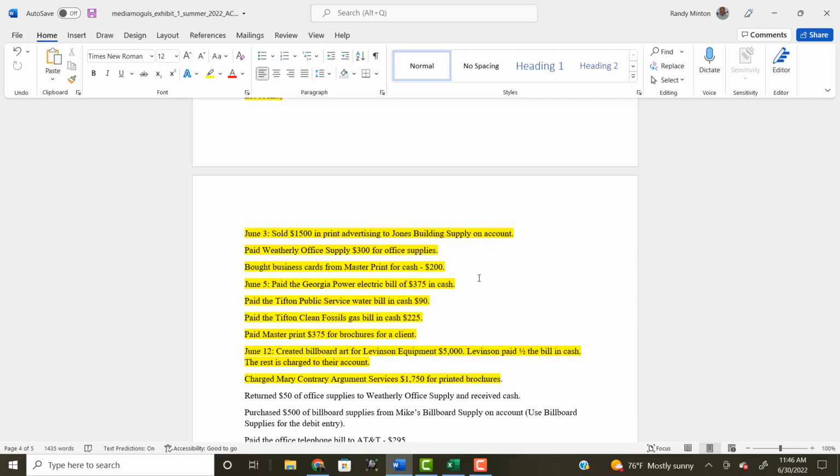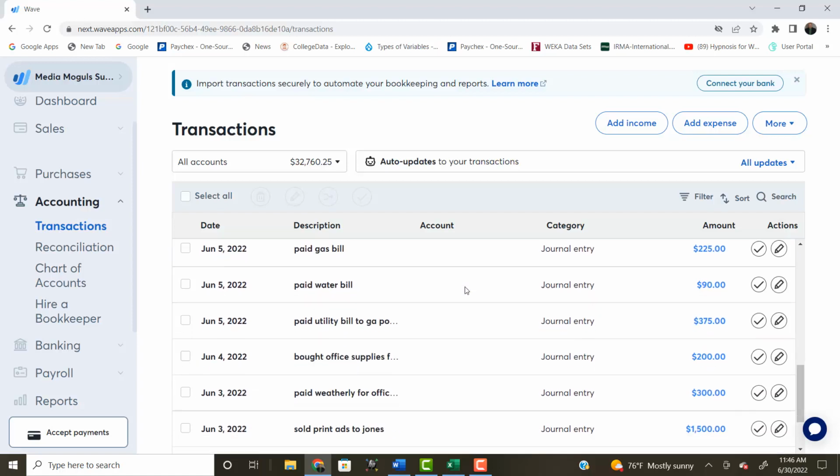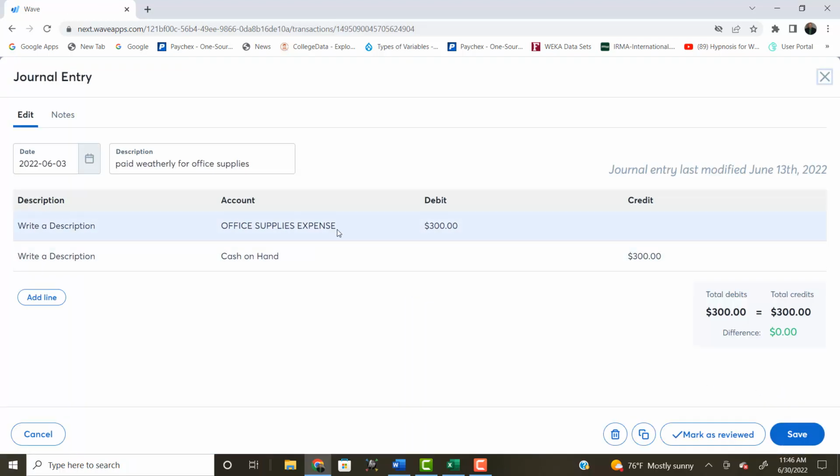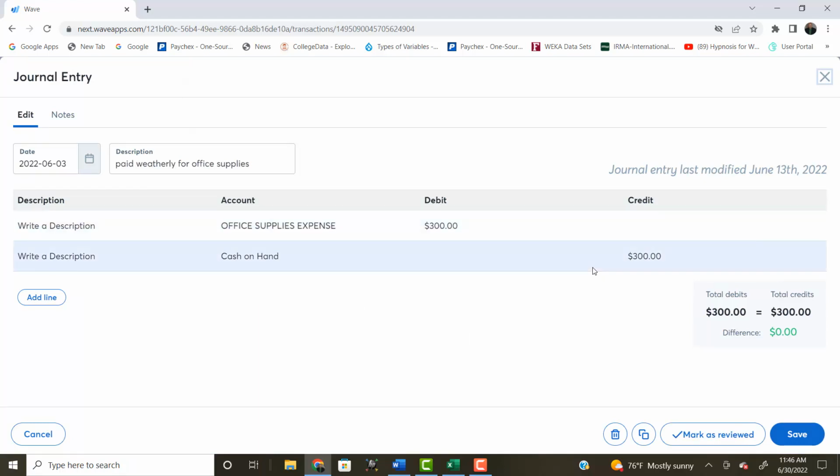Okay, so come back over here to my accounts. If I come down here, here's where I did it. This was the original entry. Office supplies expense, equity's coming down, cash on hand, assets are coming down.